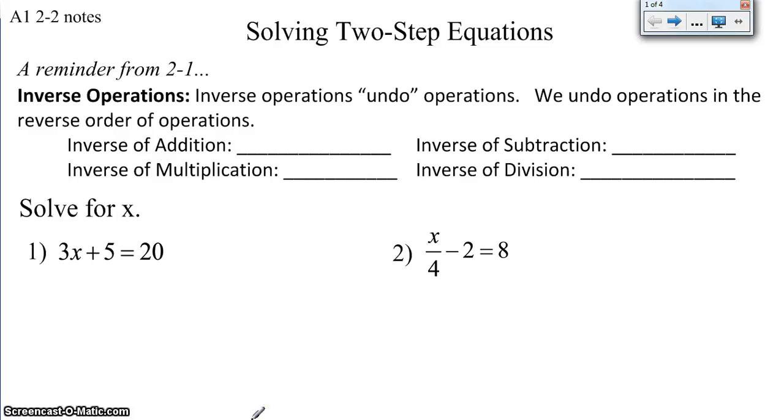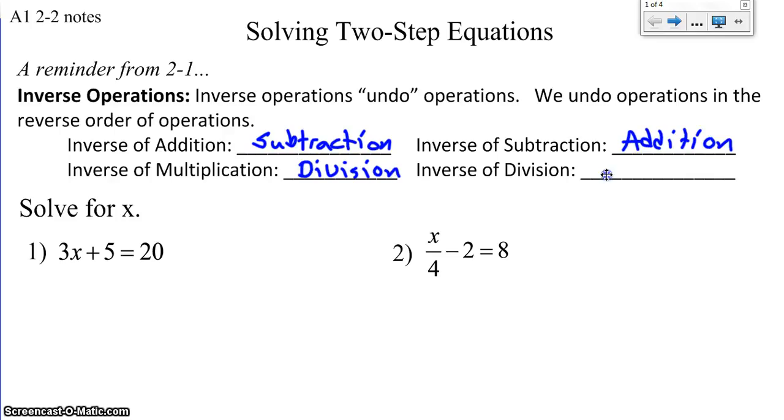We're going to start with a reminder from 2.1. We saw this in our 2.1 notes, but we're going to look at it one more time to remind ourselves we need to keep drilling this in. Inverse operations are operations that undo each other. As we previously talked about, addition and subtraction are inverses. Also, multiplication and division are inverses of each other. So in other words, multiplication undoes division and vice versa. Same situation with addition and subtraction.